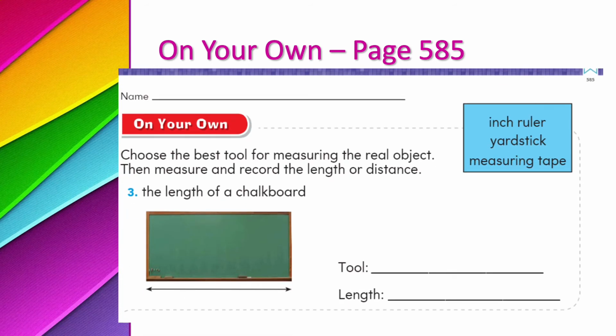Let's take a look at page number 585. Write your name on top and we can begin. Choose the best tool for measuring the real object, then measure and record the length or distance. The length of a chalkboard. So, the whiteboard that we have in the class. What is the best tool that you will use? Will you use a measuring tape, a yardstick, or an inch ruler? The most sensible thing to use is a yardstick. And again, the lengths, we will do it together as an activity in class.